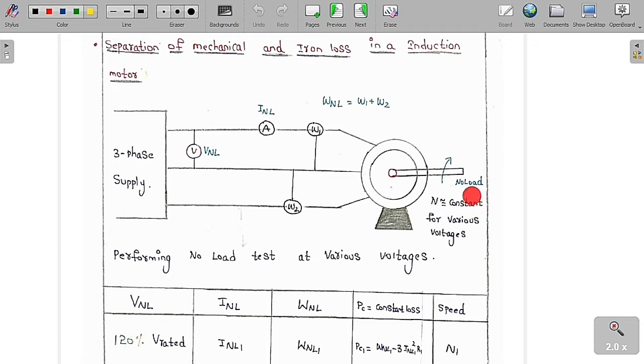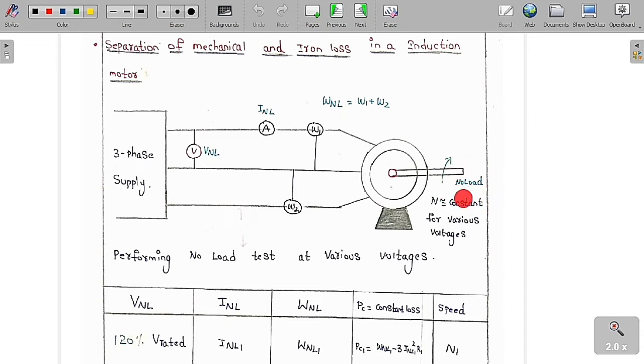I have already told you these things. The open circuit test in a transformer is nearly equal to the no load test in an induction motor, and the short circuit test in a transformer is nearly equal to the blocked rotor test in an induction motor. So here we are going to perform the no load test.